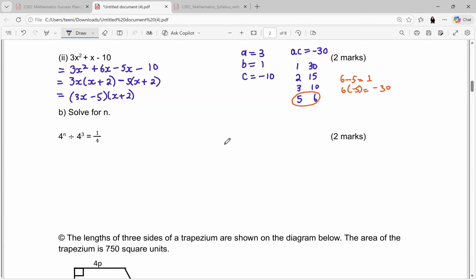Perfect. You probably confused everybody, but I totally understood what you meant, right? Okay. Good job.